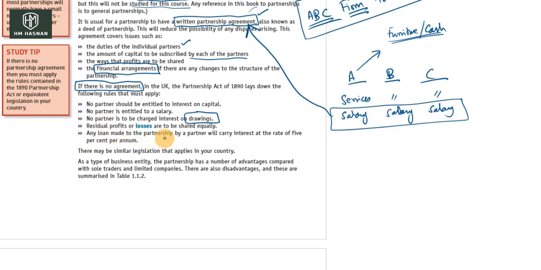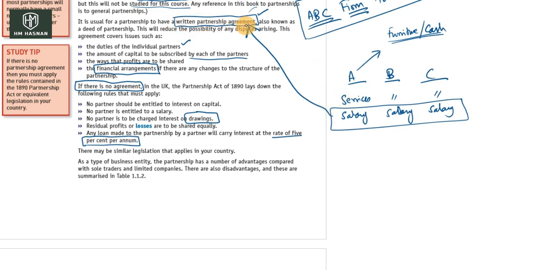Any loan made to the partnership by a partner will carry interest at the rate of 5% per annum. If a partner obtains a loan from the partnership business, then the business by default charges 5% per annum interest to that particular partner who obtained the loan. But if the partners agree, then one partner can obtain a loan from our partnership business and no interest will be charged. Then it's okay for the partnership.